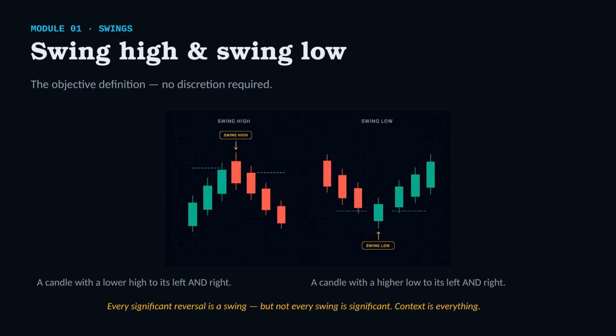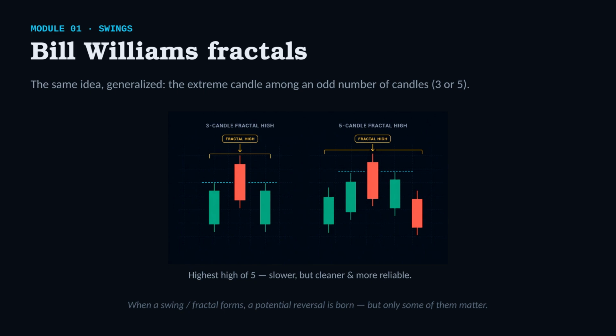Now here is the critical framing. When a swing forms, you have a potential reversal because every significant price reversal is a swing. But, and this matters enormously, not every swing is a significant reversal. This concept in isolation will generate a large number of false signals. It must be contextualized with other concepts before it becomes a high-quality trade. Inside the right context, it becomes very powerful. Alone, it is noise.